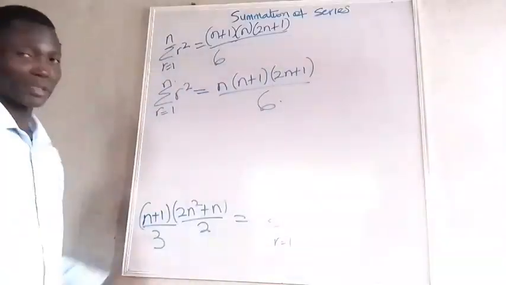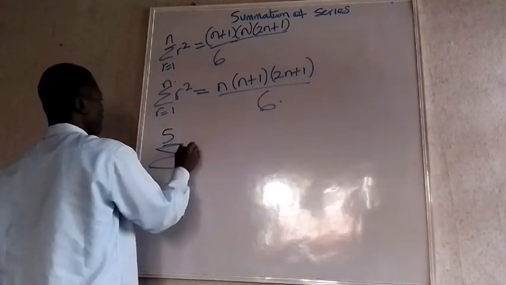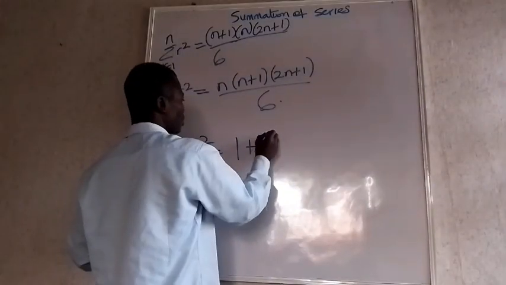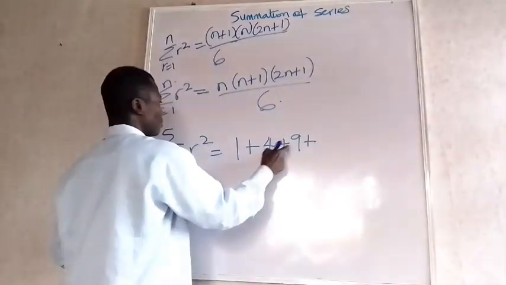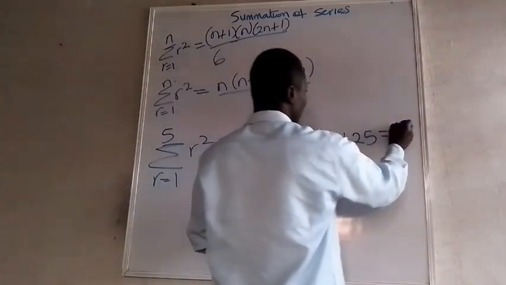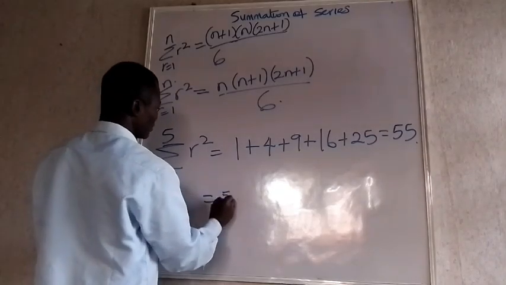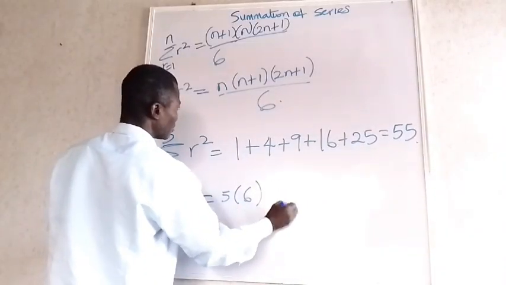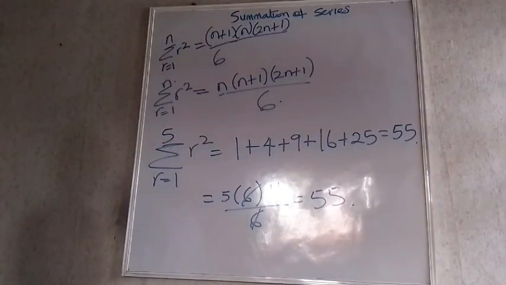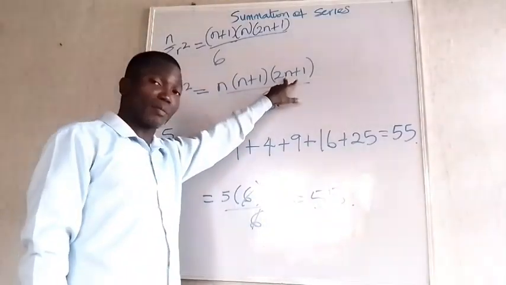Now let's put the answer to test. Let's find the summation of r squared for n equals 5. That's going to be 1 plus 4 plus 9 plus 16 plus 25. This is 55. Now, let me put 5 into this formula. That is 5 times 6 times 11 over 6. So you can see, our answer is correct. So the first one is n into n plus 1 over 2. This one is n into n plus 1 into 2n plus 1 over 6.